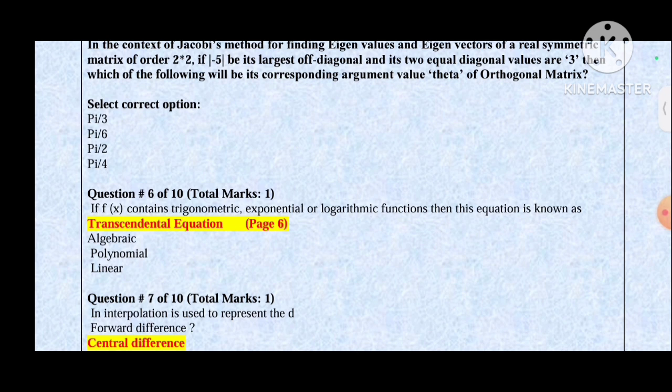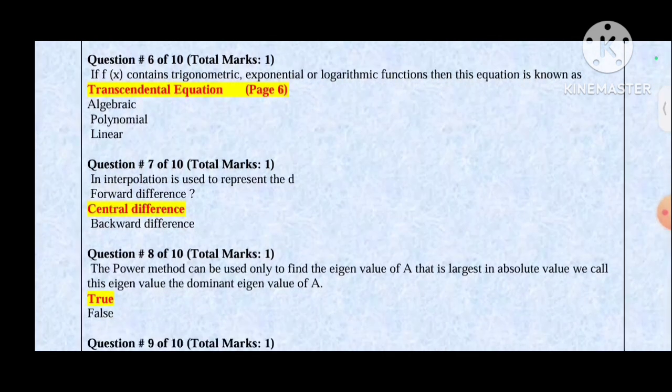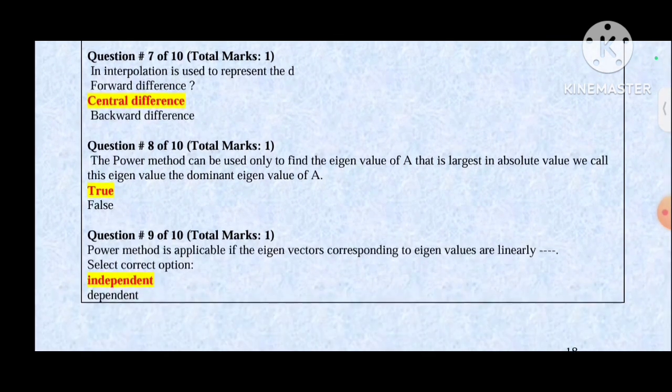If f(x) contains trigonometric, exponential and logarithmic functions, then this equation is known as a transcendental equation. In interpolation, it is used to represent the central difference.